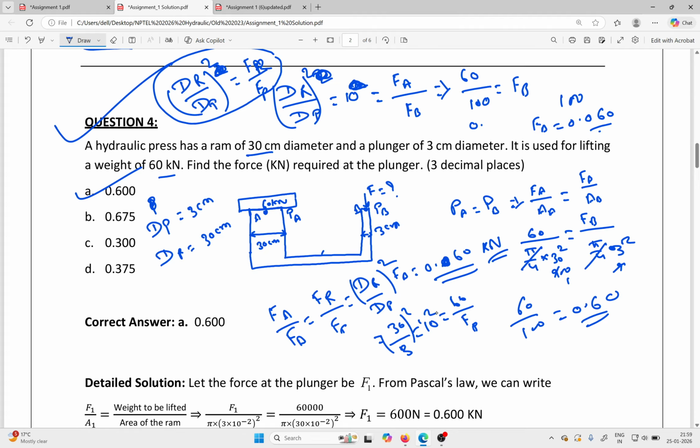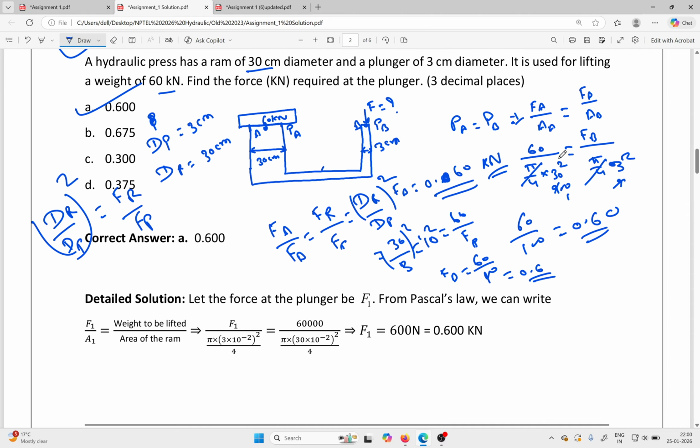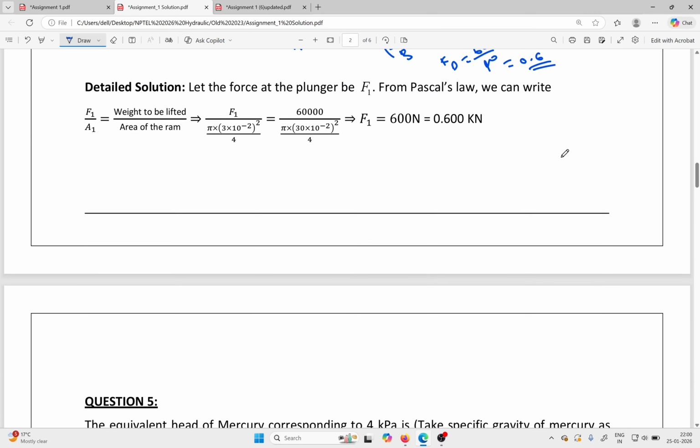So here is square. So 10 square. So FB is equal to 60 by 10 squared, which is 100. So 0.6. So this will maintain the square. No issue. Okay, here only the calculation was mistaken. So DR by DP square is equal to FR divided by FP, the simple relation. Okay. So now let us move to the next question.